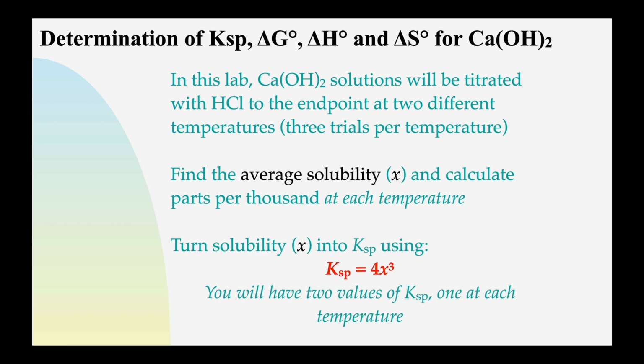Once we have those solubilities, those X values, you can put that into Ksp. And again, solubility to the 3rd power times 4 is equal to Ksp for this lab. Now remember, in all of these parts so far, there's 2 interesting parts. There's 2 temperatures, and each temperature will have its own average solubility. Each temperature will have its own parts per thousand, and now each temperature is going to have its own Ksp as well. So remember that as we go through all this jazz.